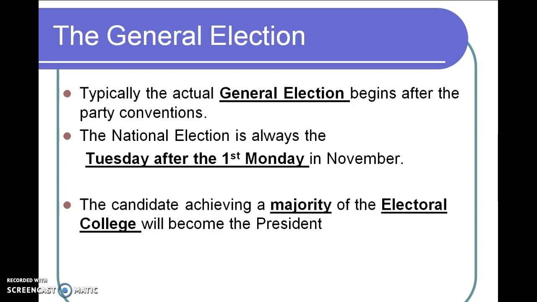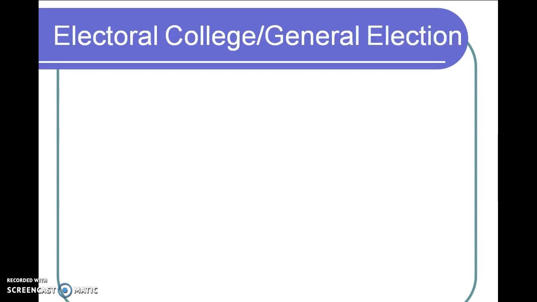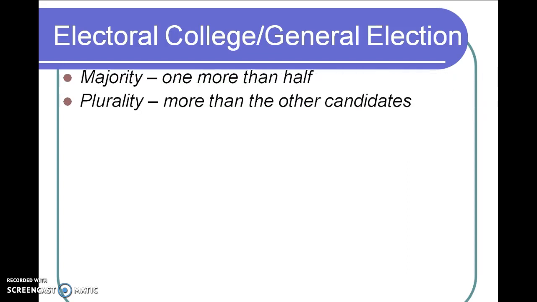In order to win the presidency, it is the only election where you have to win a majority as opposed to a plurality. Majority meaning one more than half, plurality being just the most votes. And you have to win that of the Electoral College. So let's talk a little bit about the Electoral College. Again, majority means one more than half. Plurality is you just get more votes than the other candidates. Every other election, we typically use a plurality vote.